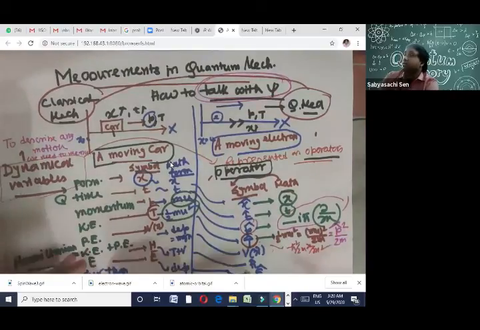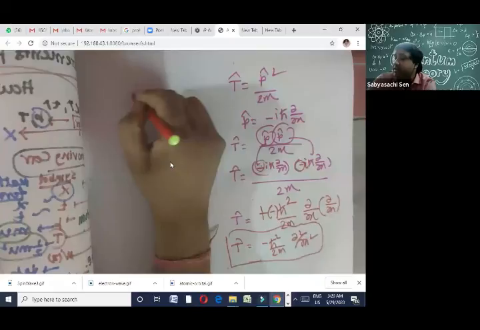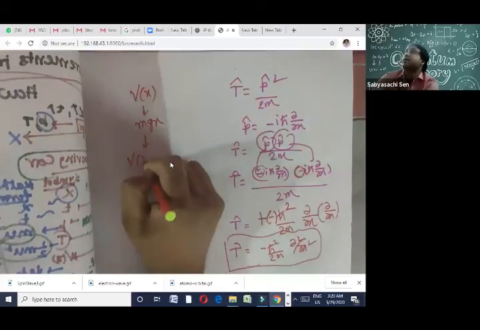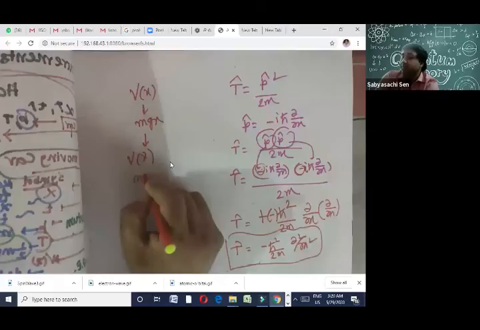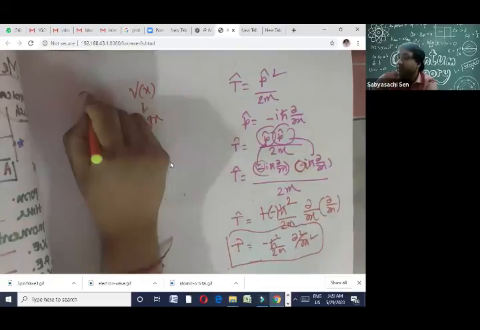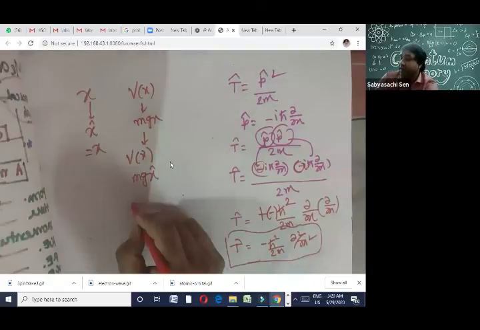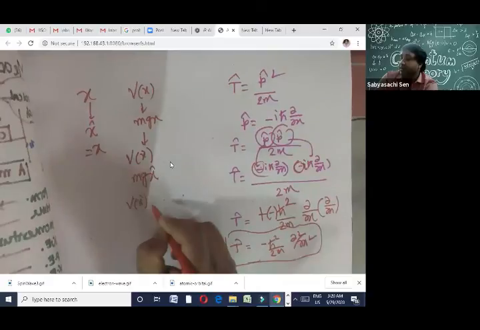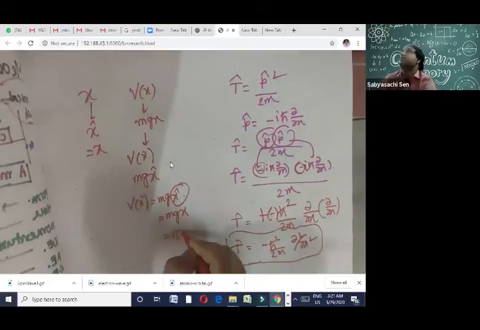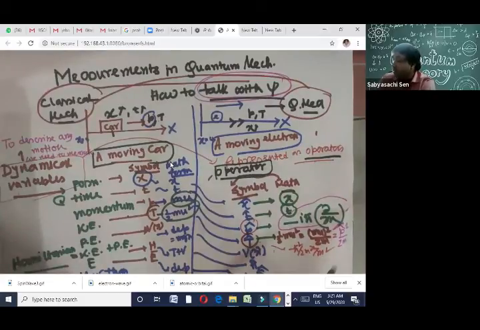Potential energy is a function of x. For example, potential energy V of x is equal to mgx. Now in operator form, you are converting this into V of x cap, so it will become mgx cap. Now x does not change. x becomes x cap, and it does not change the formula, as I told you a few minutes back. So V of x cap remains unchanged, equal to V of x.